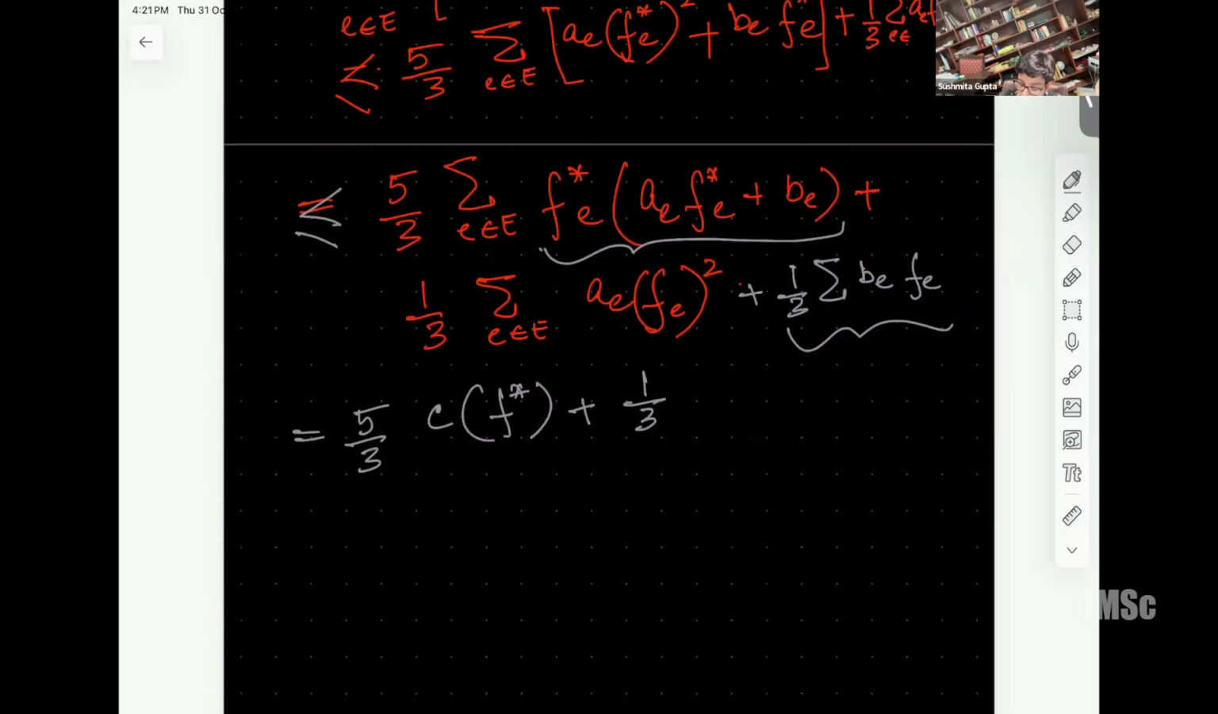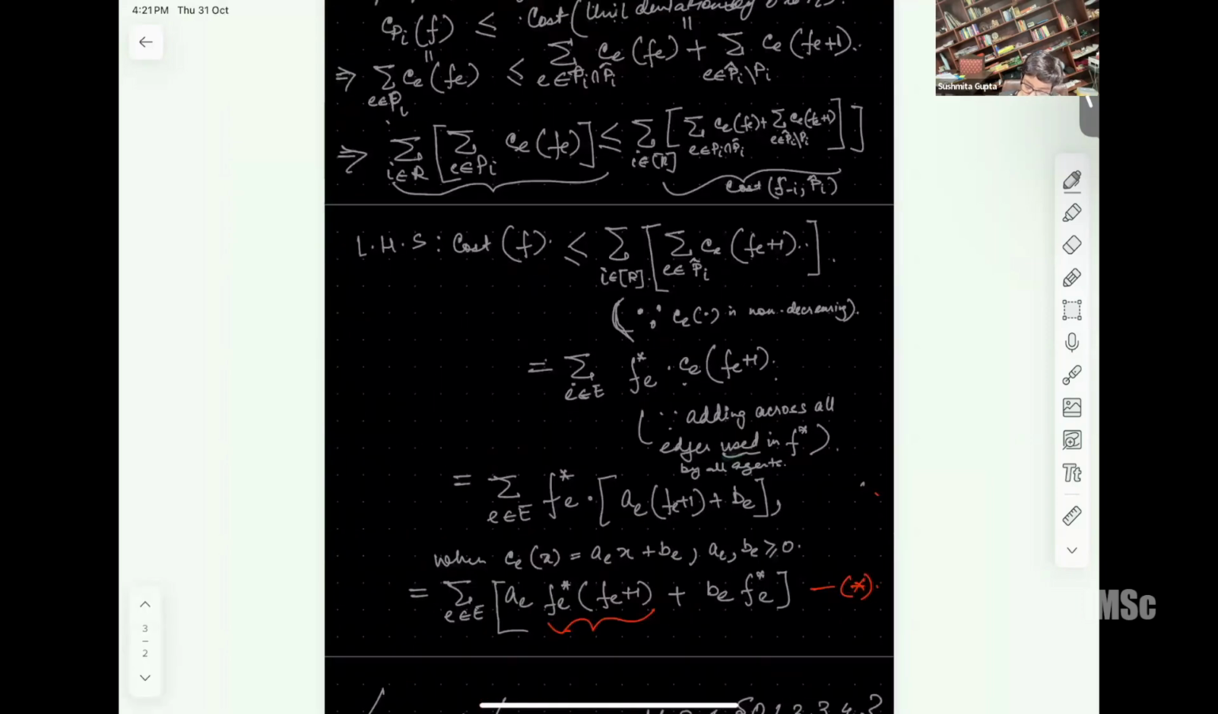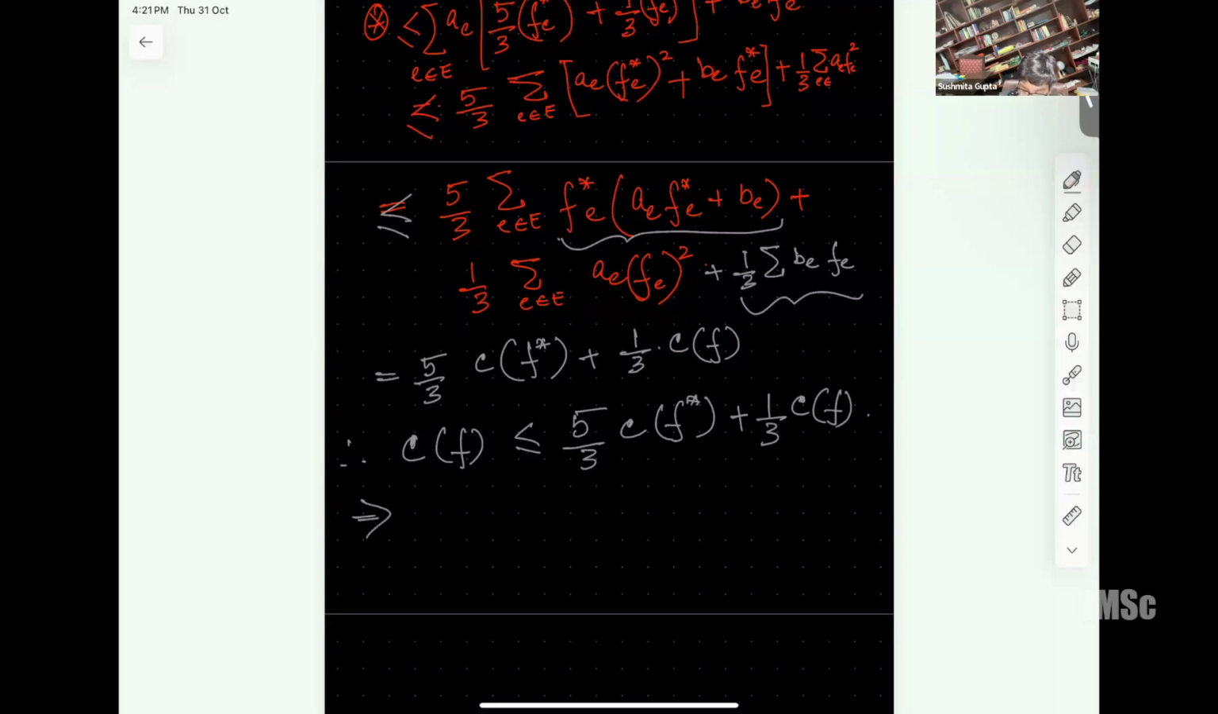Okay, so now this is cost of F, correct? All right, now left hand side I was already carrying this cost of F to be this. Therefore, C of F is less than or equal to 5/3 C of F star plus 1/3 C of F. So basically 2/3 C of F is less than or equal to 5/3 C of F star.